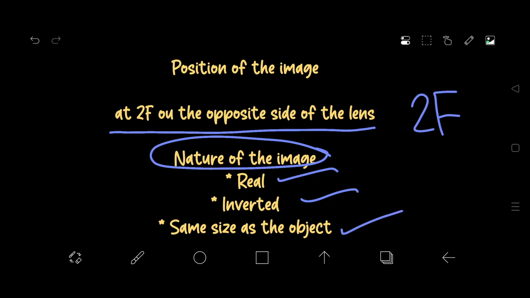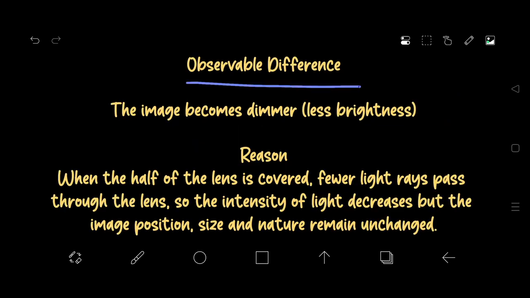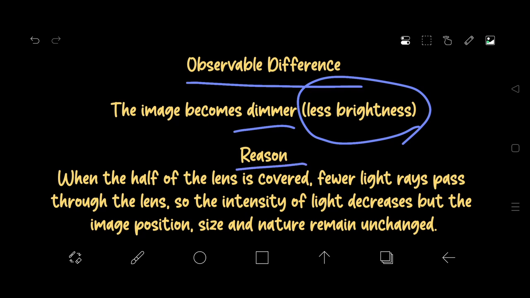Even though half of the lens is covered, the image is still formed at the same position with the same size and nature. The observable difference is the brightness becomes less. That is, the image becomes dimmer. This happens because every part of a convex lens forms a complete image. Reason: covering half of a convex lens does not change the image formation. It only reduces the brightness of the image.